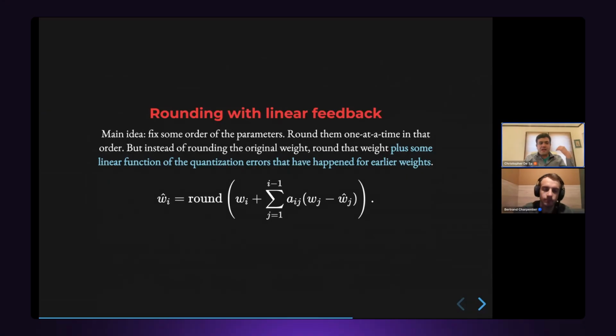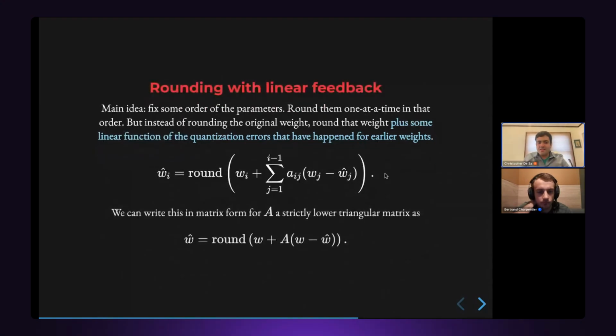We're going to imagine that at each step when we round, we're going to round based not on just the value of the weight that we want to round, but based on that with some linear function of the previous quantization error that we add to the current thing that we're rounding in order to try to correct for any error. And here, I'm going to imagine that the weights for this linear feedback, the Aij, are so far arbitrary. We're going to set them later.